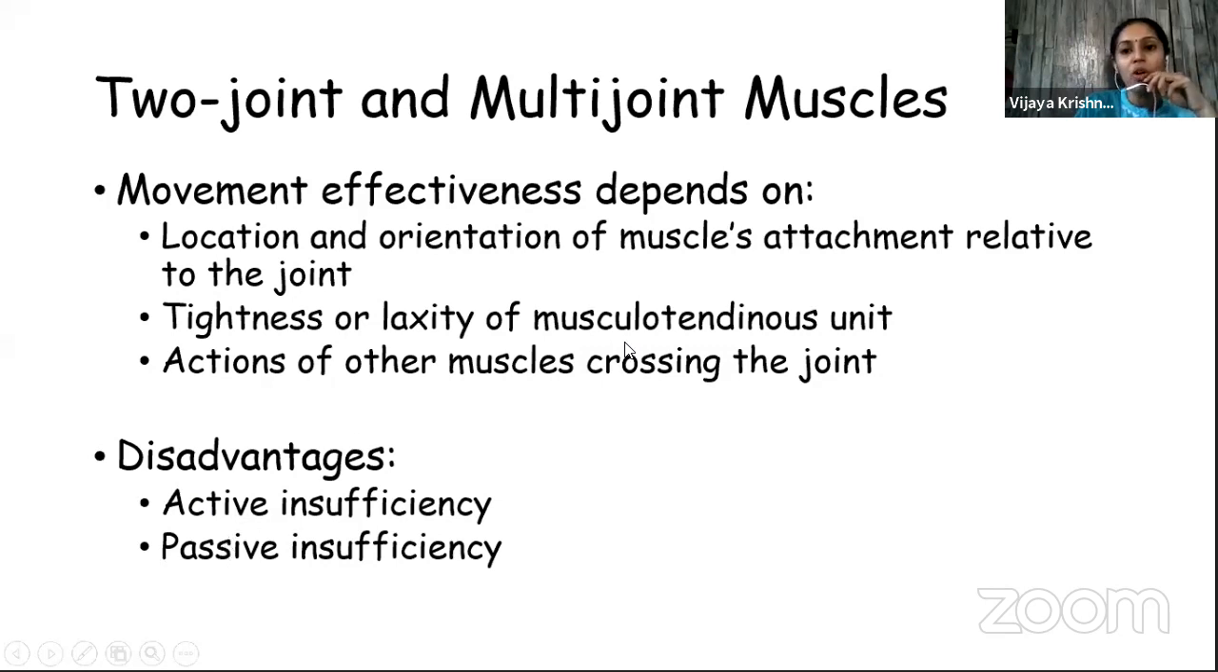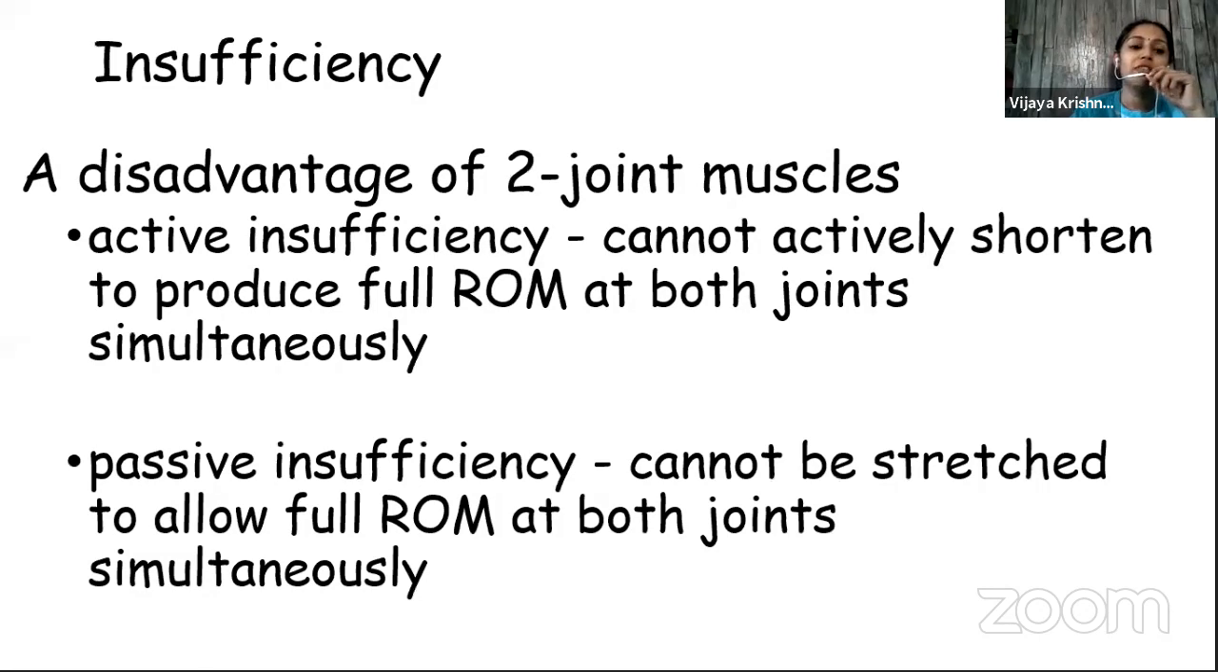Now let us learn about insufficiency. What is insufficiency? It is the disadvantage of two-joint muscles, wherein you have two types, the active insufficiency and the passive insufficiency. In active insufficiency, muscles cannot shorten and produce full range of motion at both joints simultaneously. For example, when you do wrist flexion and also flexion of fingers to hold an object, there is an active insufficiency of these muscles. These would be the multi-joint muscles.